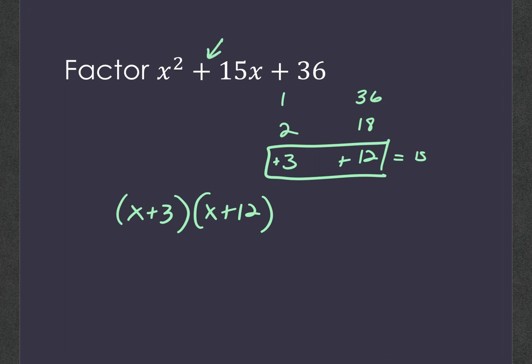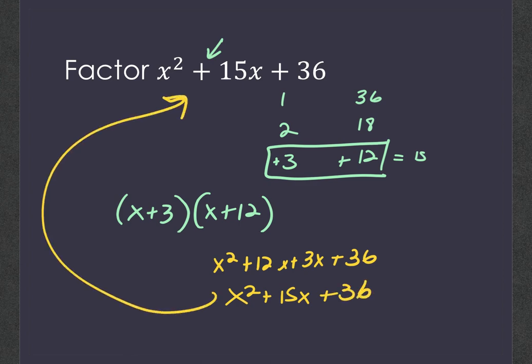The good part of factoring is you can check every single answer by FOILing it back out and seeing if it matches. If I FOIL that back out, I'd get x squared plus 12x plus 3x plus 36. Combine my like terms, and it matches the question. Does it matter if 12 goes first or 3 goes first? Correct. Doesn't matter. Order does not matter.